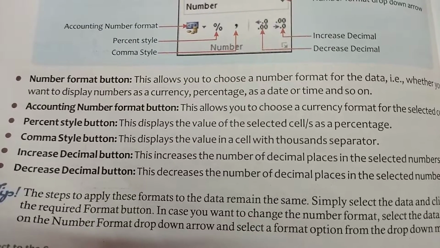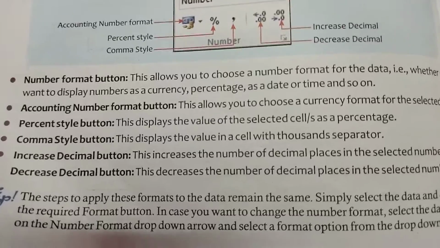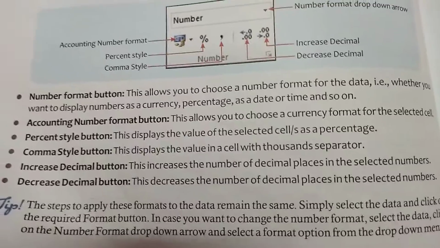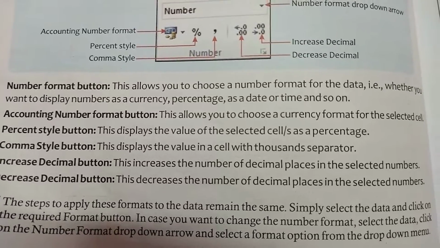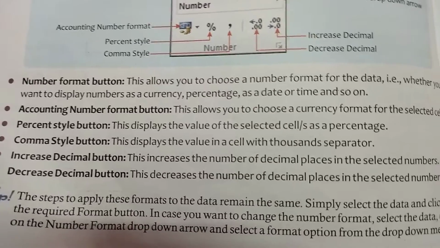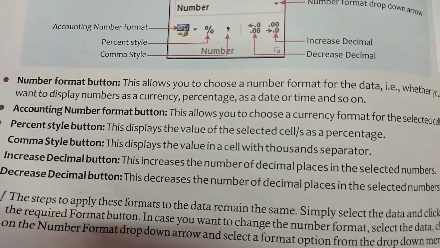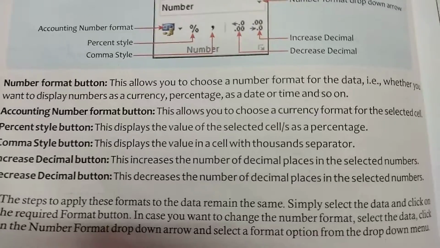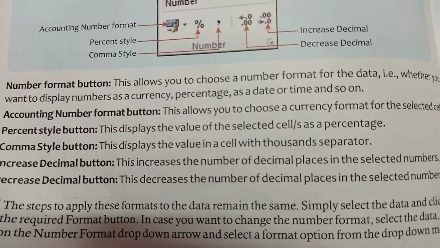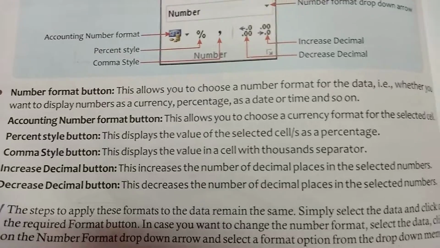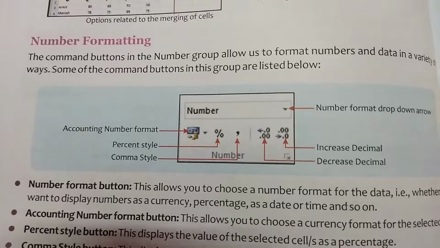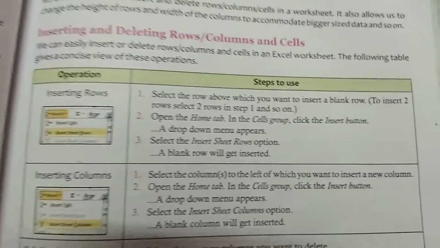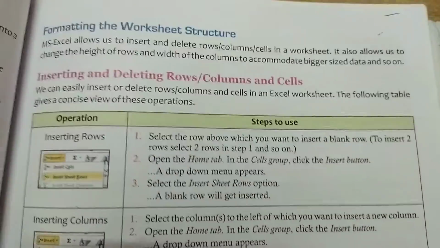Always remember this point: the steps to apply these formats to the data remain the same. Simply select the cell data and click on the required format button. In case you want to change the number format, select the data, click on the number format drop down arrow, and select a format option from the drop down menu. So this is the number formatting feature. Then your next topic, formatting the worksheet structure.